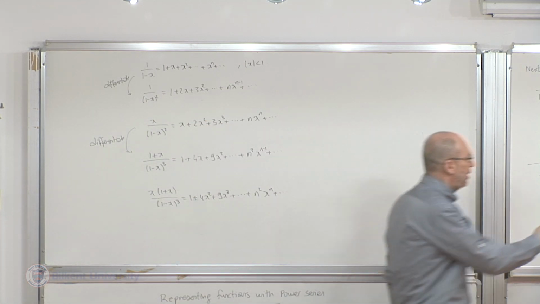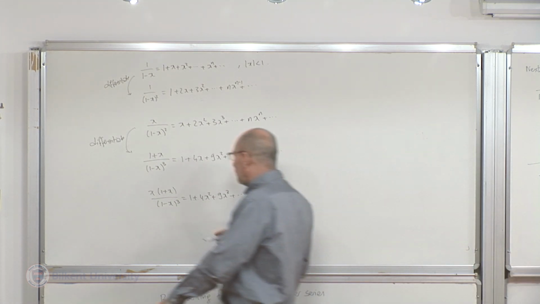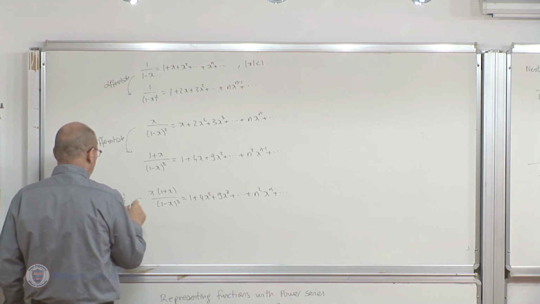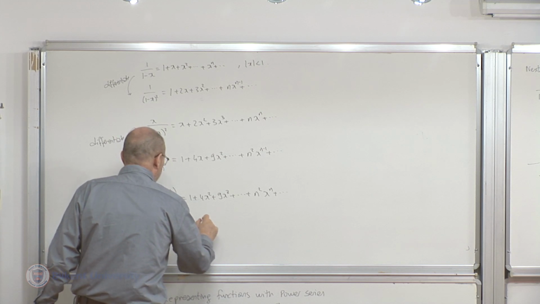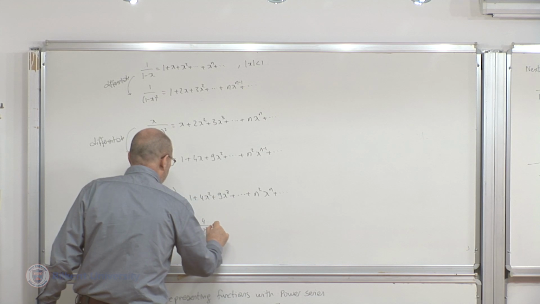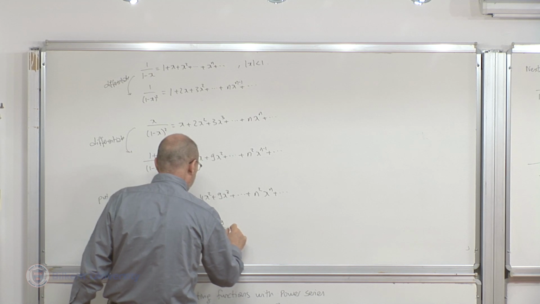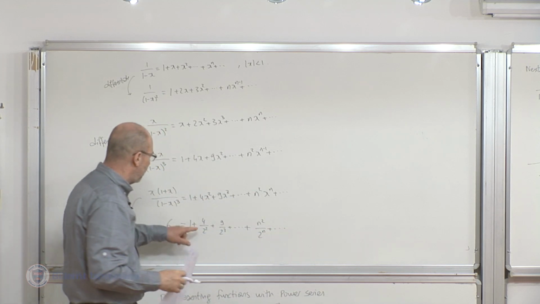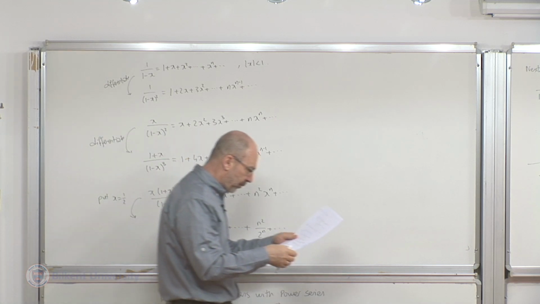This is precisely what we have here, except that now I have x instead of 1 over 2. So I just put x equals 1 over 2. Here you get 6, and here you get 1 over 2 plus 4 over 2 squared plus 9 over 2 cubed plus n squared over 2 to the n plus etc. This was precisely what we wanted to obtain, and it turns out that it's equal to 6.